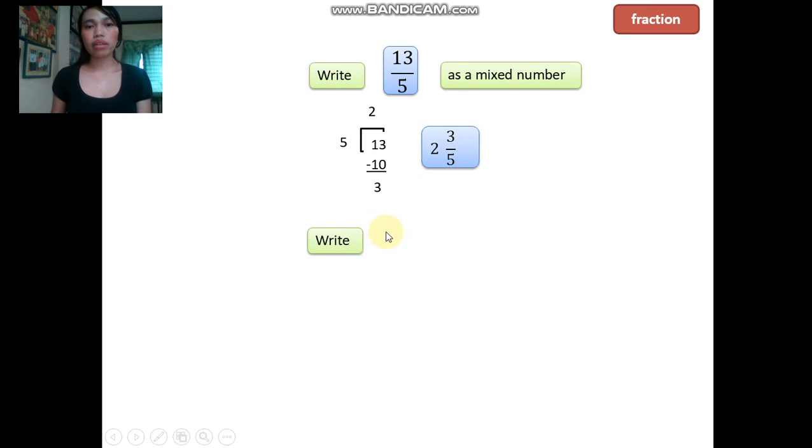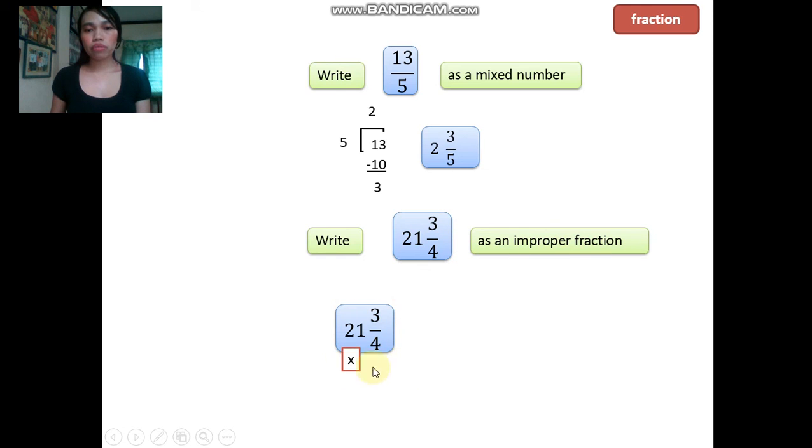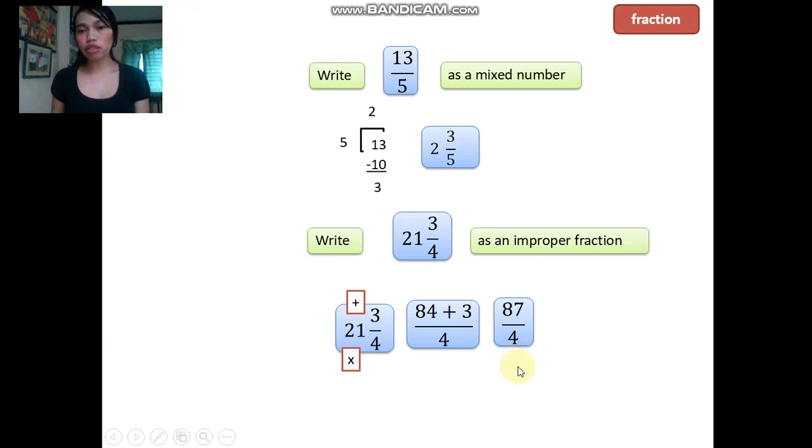Let's have another one. Write 21 and 3/4 as an improper fraction. So first we multiply 4 times 21 and then add 3. So 4 times 21 is 84, plus 3, and then you just copy the denominator. So 84 plus 3 is 87 over 4. So 87 over 4 is the answer, and it is the improper fraction of the form 21 and 3/4. So that is the introduction of fraction.